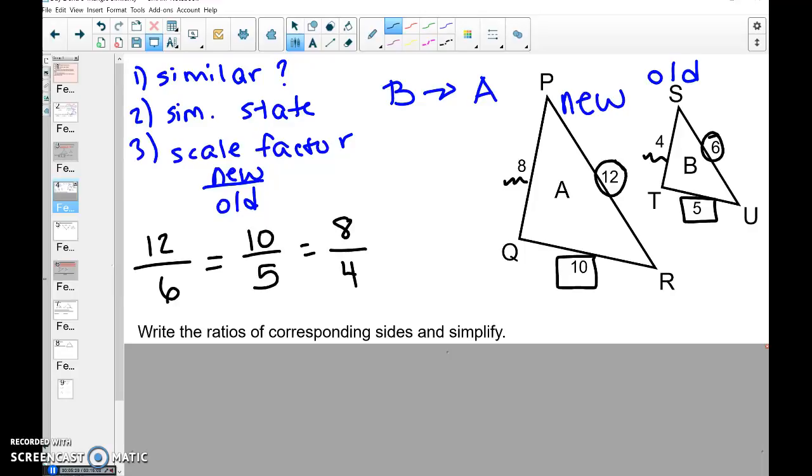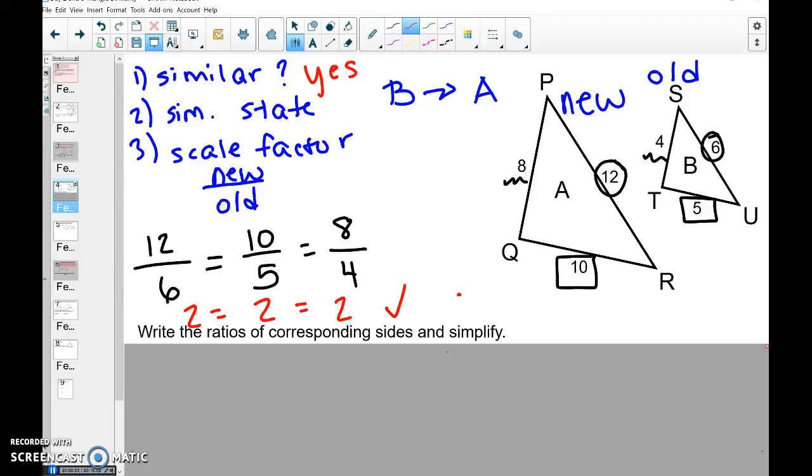Now again, the reason I'm doing it this specific way is because it's new over old. New over old. You got to keep it consistent. So make sure you're not doing 4 over 8, 5 over 10, 6 over 12. Those are matched correctly, but they're not the correct formula for scale factor. So let's check. 12 divided by 6 actually comes out to a nice number. It's 2. 10 over 5 comes out to 2, and 8 over 4 comes out to 2. Awesome. So I figured out that yes, they are similar.